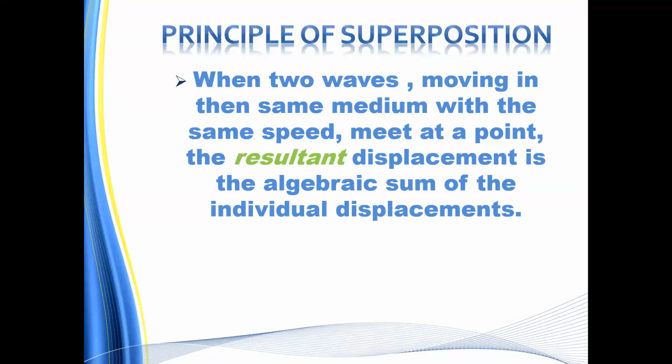Principle of superposition. This is the first thing which always comes in the paper also. So when two waves moving in the same medium with the same speed meet at a point, the resultant displacement is the algebraic sum of the individual displacements. So when two waves are moving in a medium, and they meet at the same point, and they have a common wavelength.